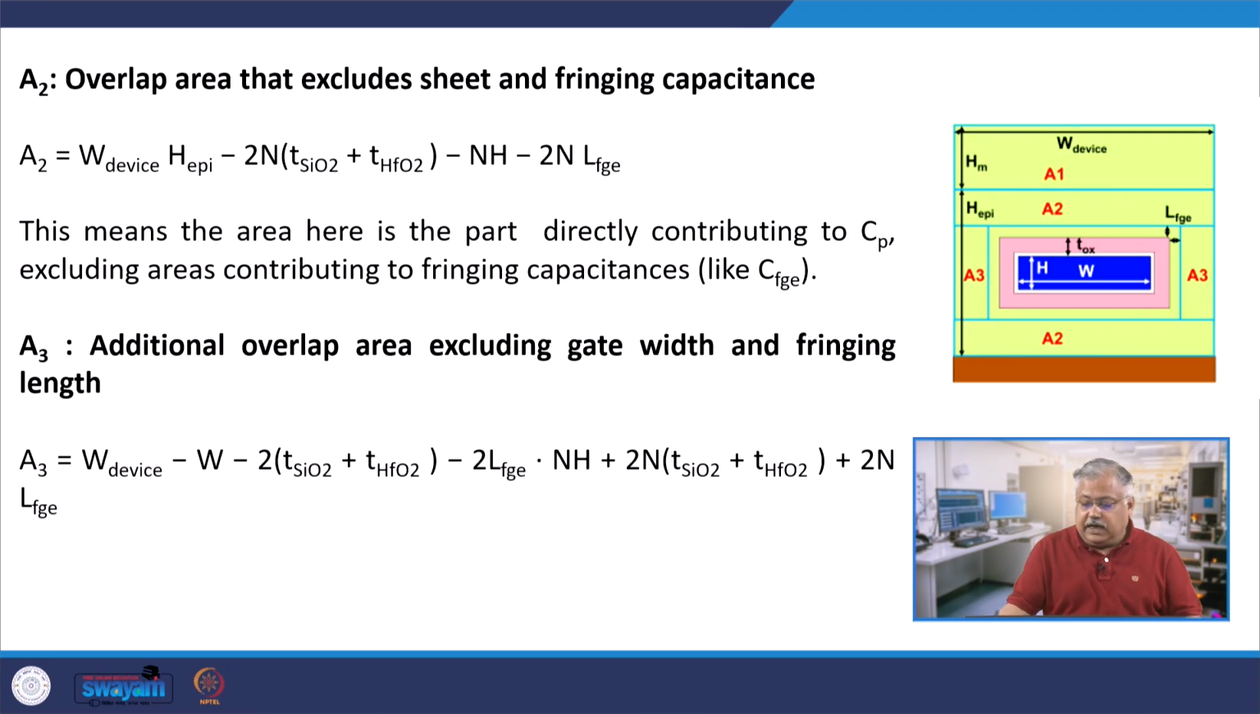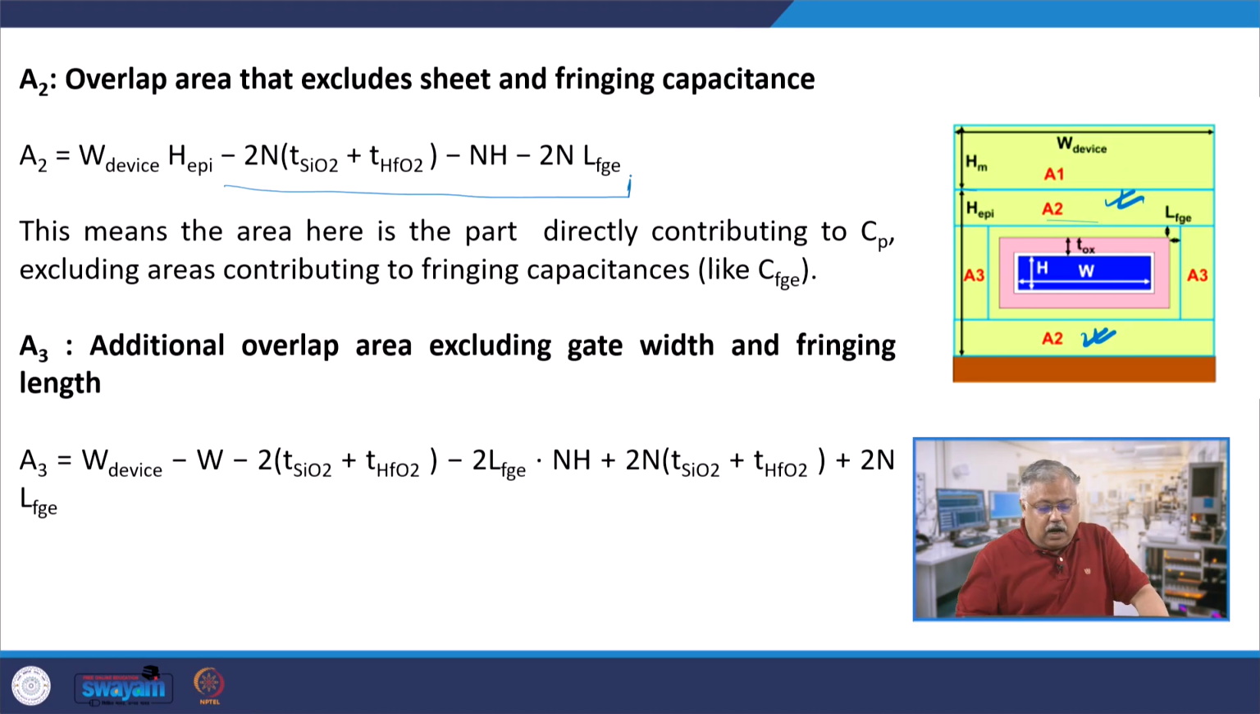Let's look at area number A2, which is this one and this one here. If you look here, it is W device multiplied by HAP, which comes out to be this one. I'm not going into details of how they calculated, but this is how it is done, where N is the number of stacks or the number of active nanosheets which you are using. Now, this means that the area here is directly contributing to the value of CP, and we are excluding the fringing field areas in such a case.